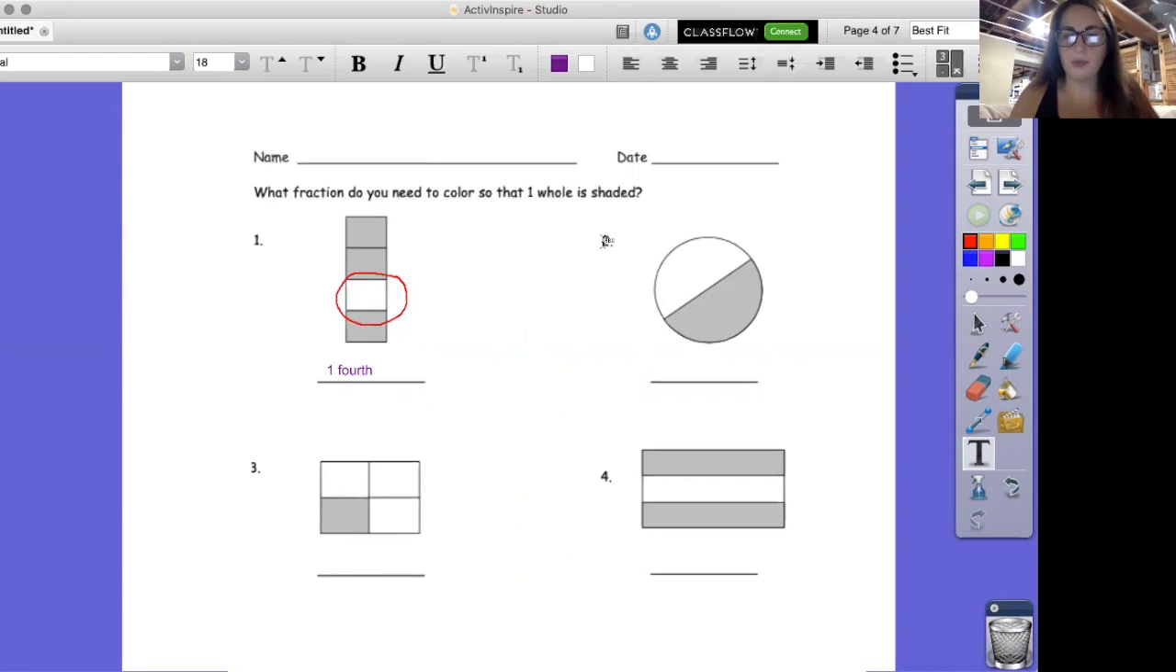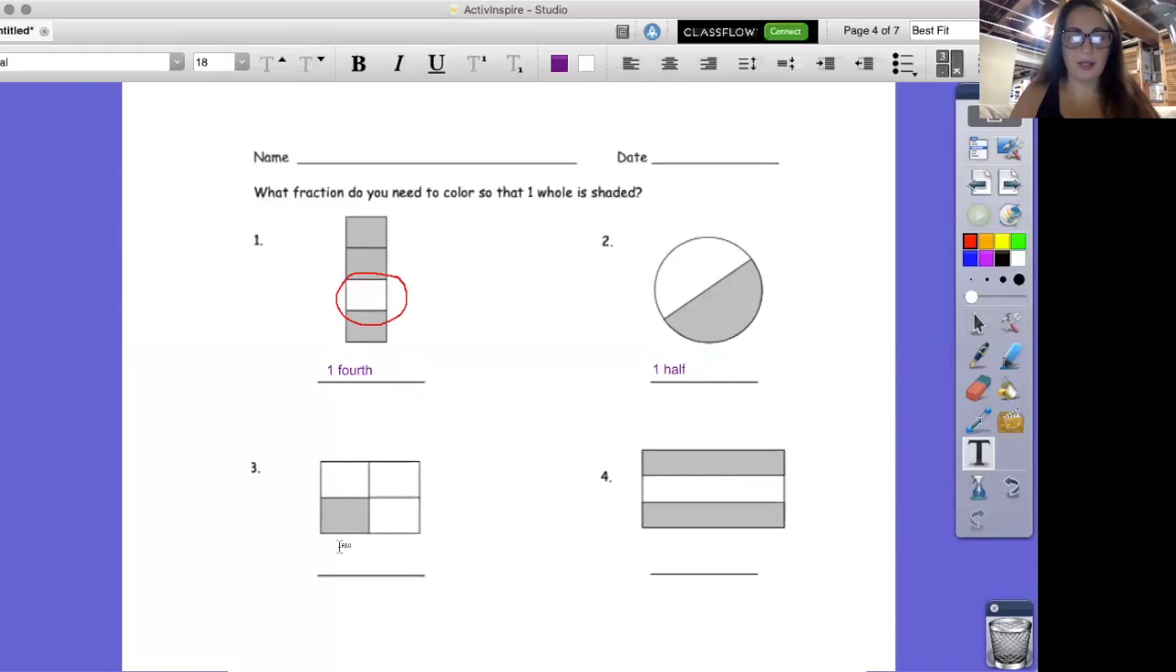How about number 2? I see that my circle is broken into 2 parts. I see that one part is shaded. So to get the whole circle shaded, I need to shade 1/2.